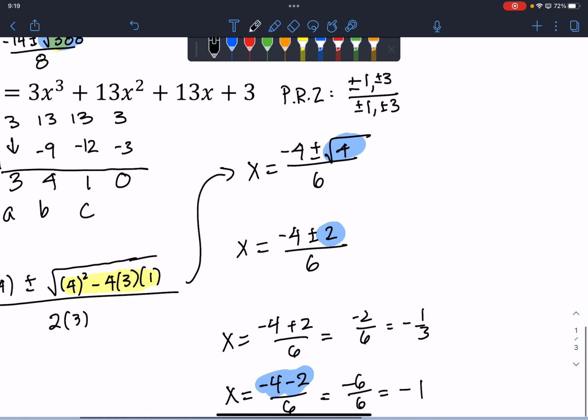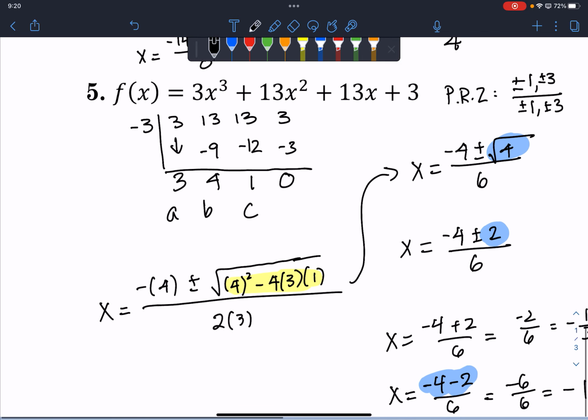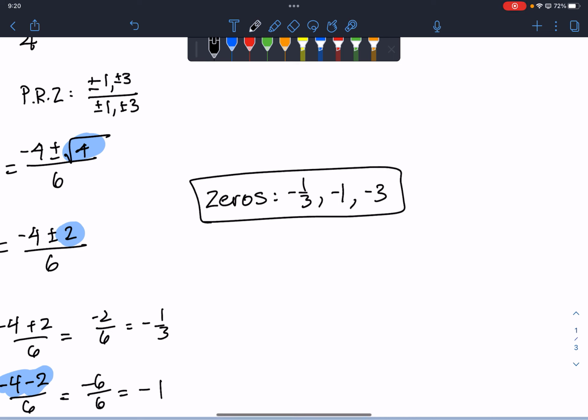So here are the three zeros. So our zeros are negative 1/3, negative 1, and then the one that we did using synthetic substitution, this one right there, of negative 3. So there are our answers.